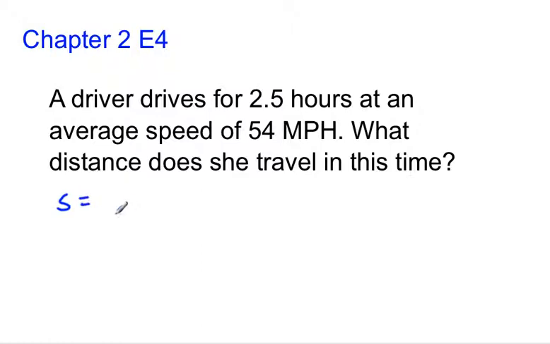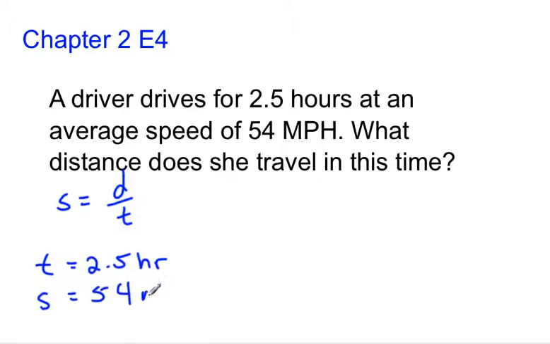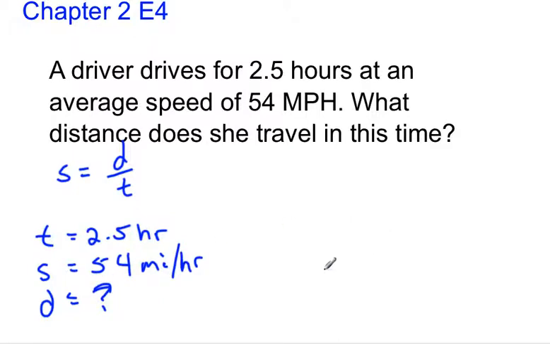So our equation is speed equals distance divided by time. In this case, we have a time, which is 2.5 hours. We have a speed, which is 54 miles per hour. And then we're looking for the distance. Alright, so I'm going to rearrange this equation to solve for my distance. If I multiply both sides by time, time cancels with time. So if I take the time times the speed, that should get me the distance.